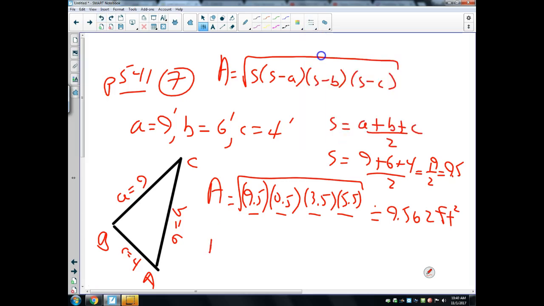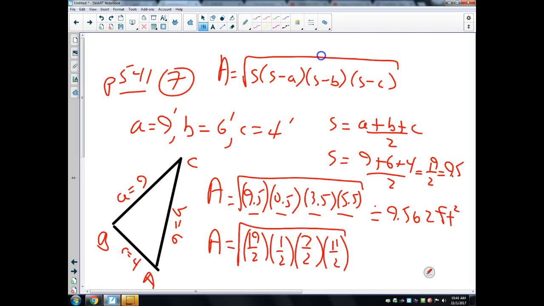Let's finish this off. So area is 19 halves times 1/2 times 7 halves times 11 halves. All right, so what is that? Well, look at the denominators. 2 times 2 times 2 times 2 is 16. Rad 16 is 4. That's the denominator. The numerators, well, 1 isn't prime, but everything else is prime, so you can't really break that down. There's no perfect square that goes into 19 or 7 or 11.